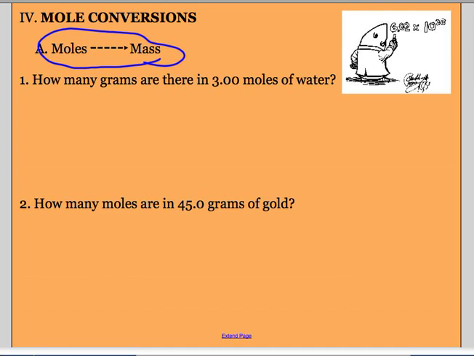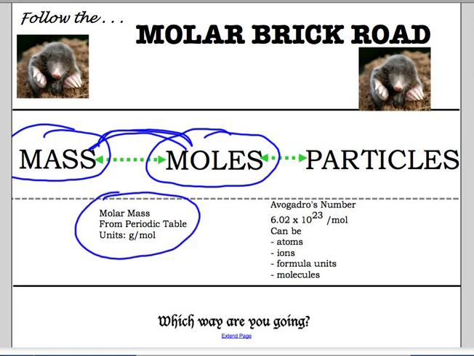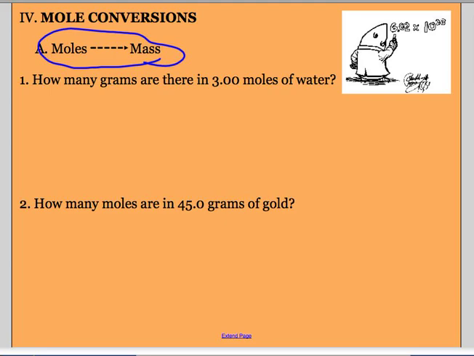So if we look back at this chart, what we're doing is we're dealing with masses and moles. So what it's showing us is to go between these two, we need our molar mass from the periodic table. We can use it any way we want, but we need to use our molar mass. So the first question is, we want to know how many grams are in 3 moles of water. It's definitely moles to mass. We want mass, we're given moles. And remember, when you're doing these type of problems, you always write what they give you first. So we have 3 moles.